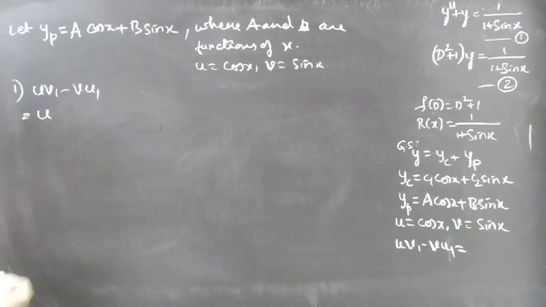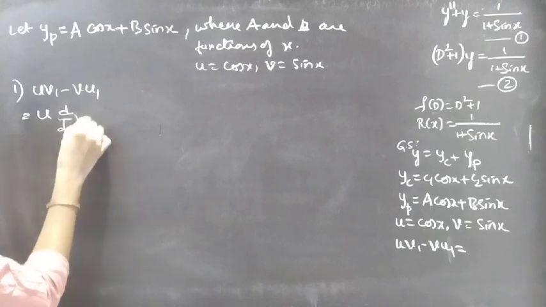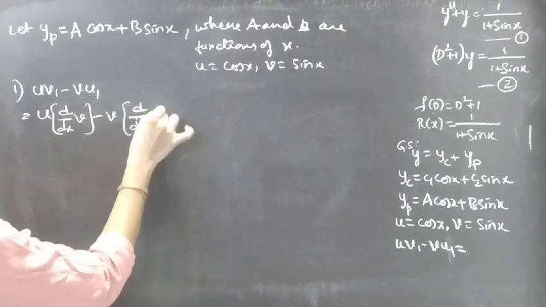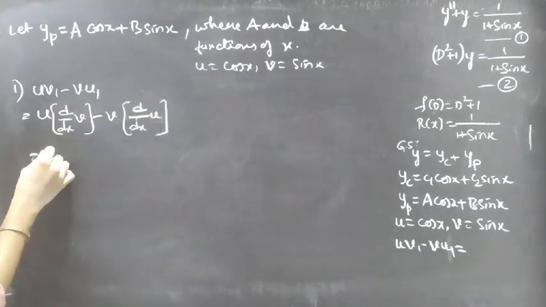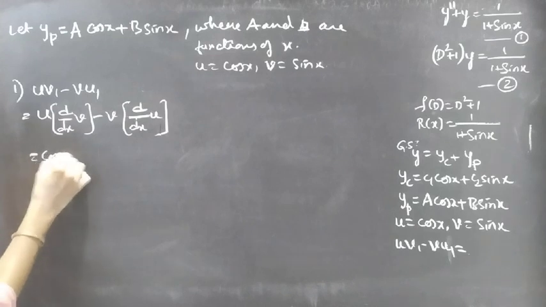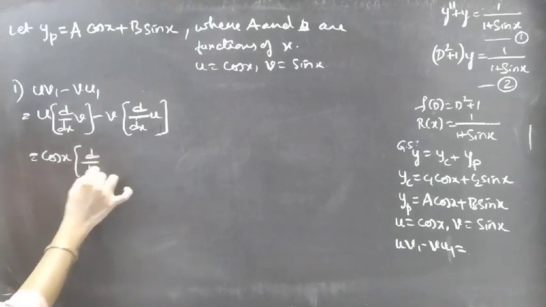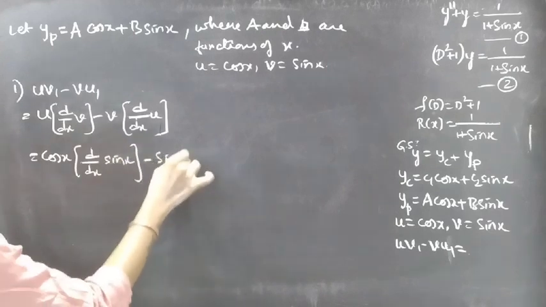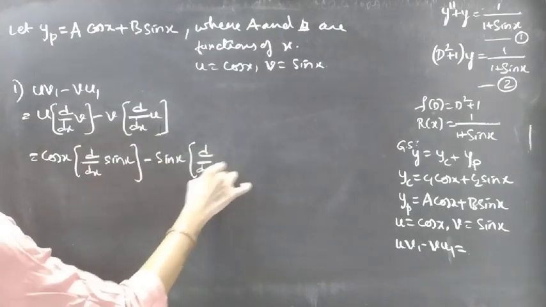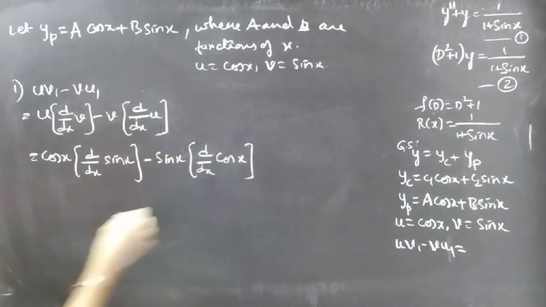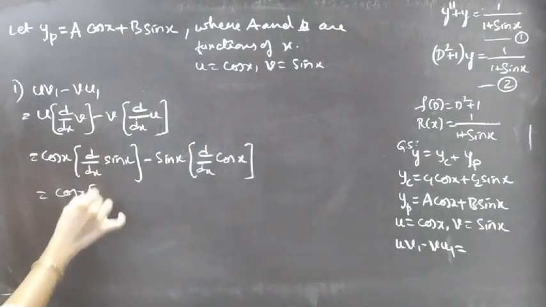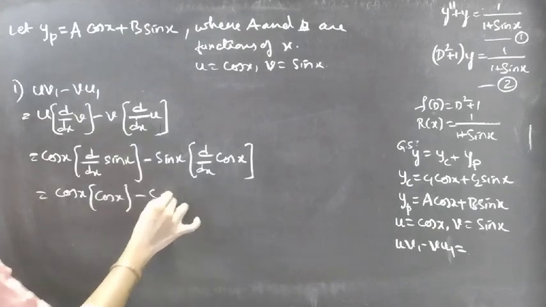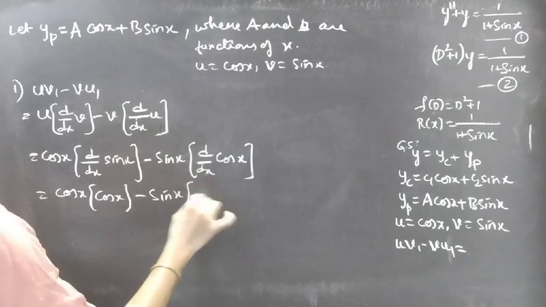u into v1, which is nothing but the derivative of v with respect to x, minus v into u1, which is nothing but the derivative of u with respect to x. This gives us u, which is cos x, times the derivative of v with respect to x, that is of sin x, minus v, which is sin x, into the derivative of u, that is of cos x, with respect to x. This gives us cos x into the derivative of sin x, which is cos x, minus sin x into the derivative of cos x, which is minus sin x.